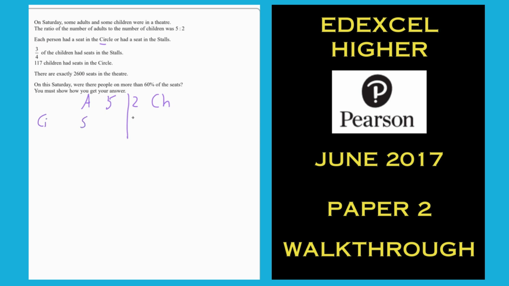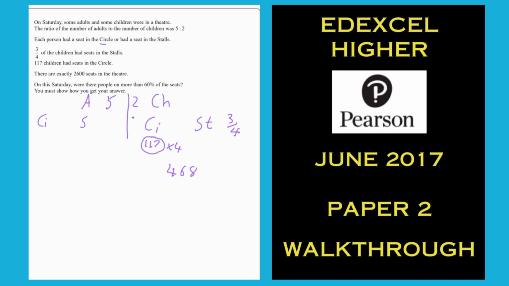So circle, stalls, circle, stalls. You're told 3/4 of the children had seats in the stalls. 117 were in the circle. So don't read on. There's your first bit of maths to do, because you know that those 117 account for 1/4 of the children. So times that by 4, you now know that there are 468 children in this particular arena, or is it theatre?